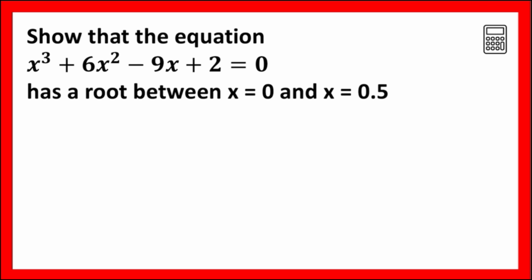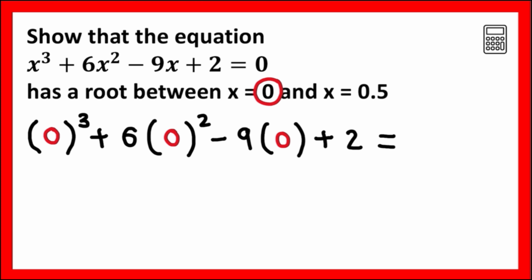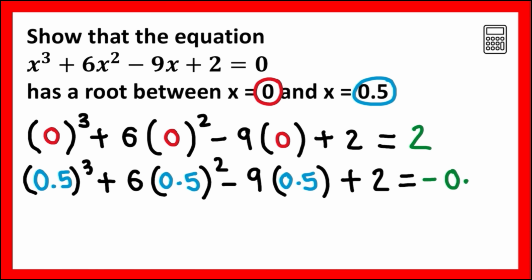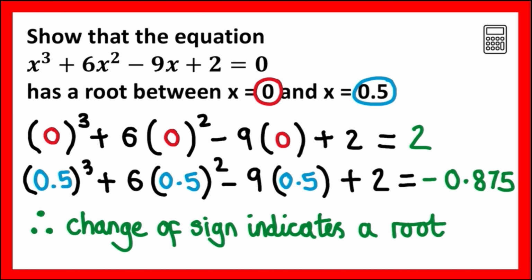So how we answer the question to achieve full marks: when given the equation or the function, we first need to make sure that it's equal to 0, which in this case it is, and we start by inputting our x value of 0 by substituting 0 cubed plus 6 lots of 0 squared minus 9 lots of 0 plus 2 gives me an output of 2, and substituting an input of 0.5 gives me an output of negative 0.875. As the outputs have switched from being positive to negative or negative to positive, a change of sign indicates that a root lies between this interval of 0 and 0.5. It's important that you include and write this concluding statement in your answer.